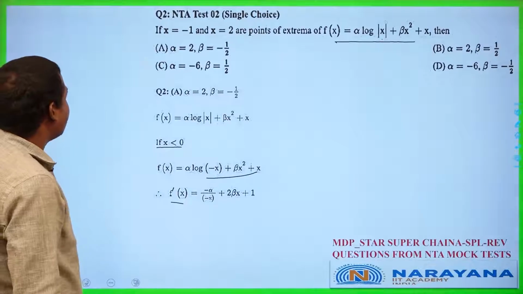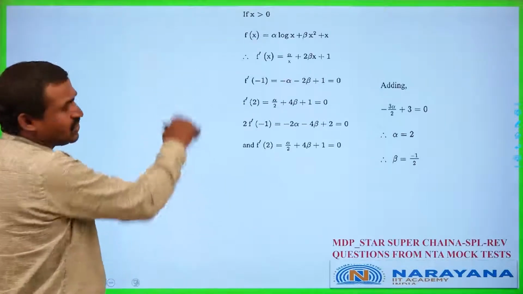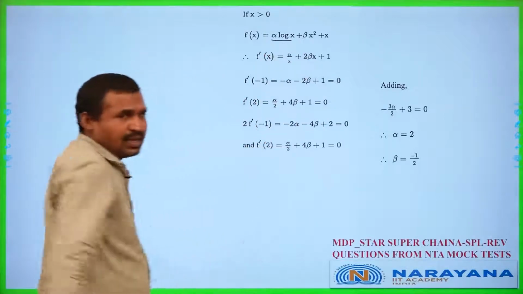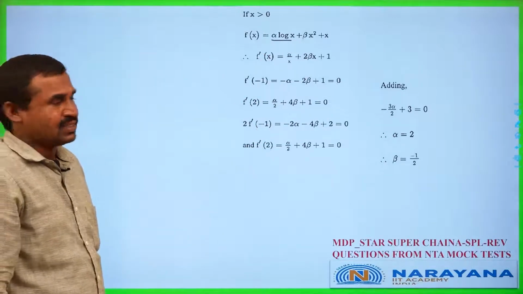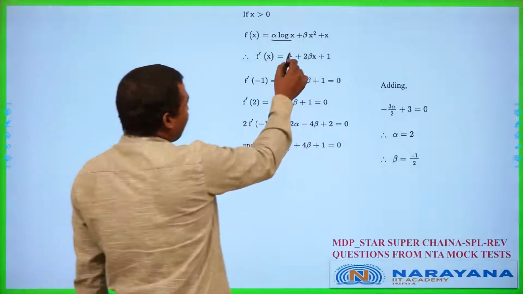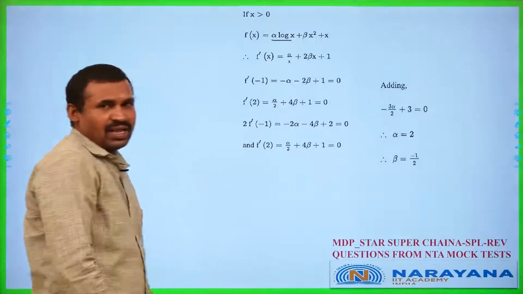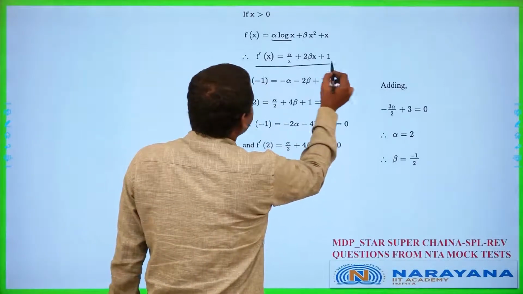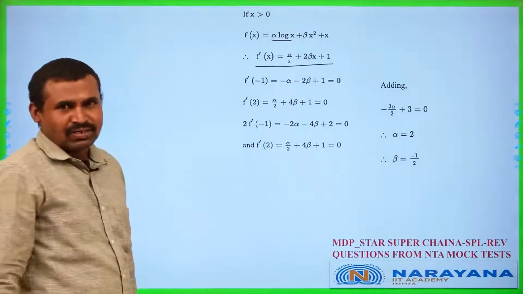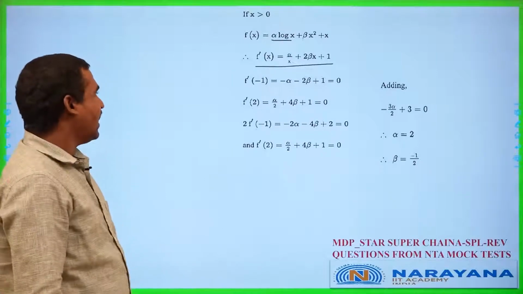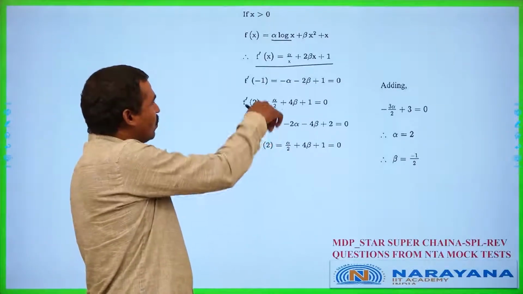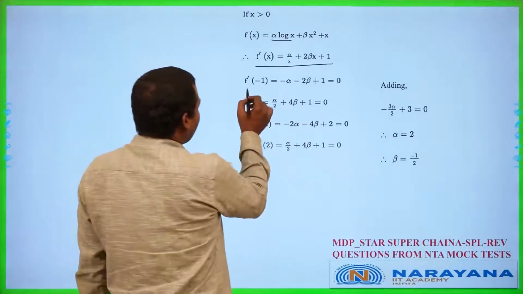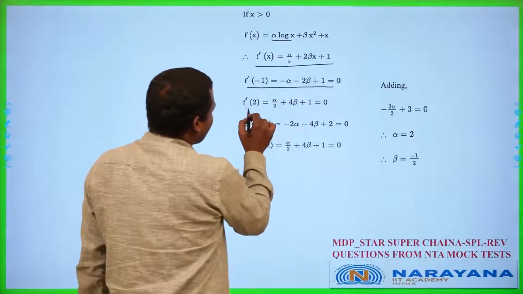Now, case 2, if x is greater than 0, then log of mod x is log x only, plus beta x square plus x. Now f dash x is alpha by x plus 2 beta x plus 1. In any case, f dash x is alpha by x plus 2 beta x plus 1. But here it is given that x is equal to minus 1 and x is equal to 2 are extreme points. That means minus 1 and 2 both are roots of f dash x is equal to 0.